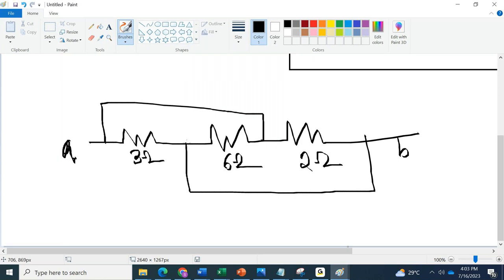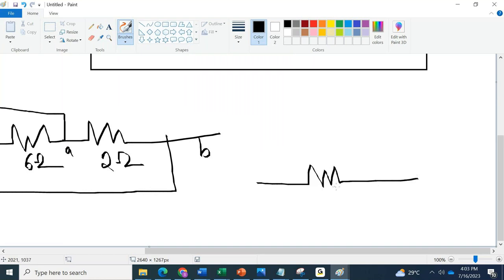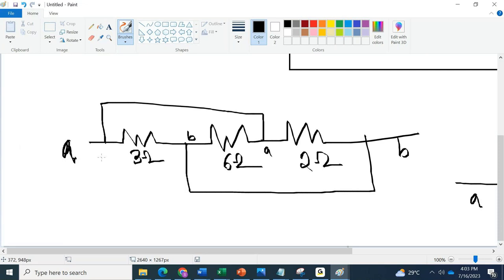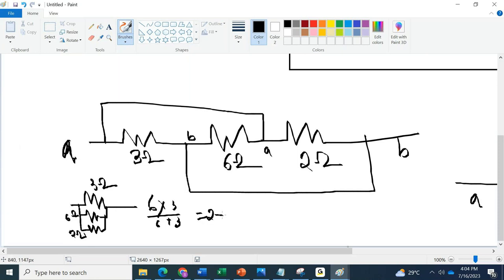Okay, so suppose this type of question they ask in interview. So this point is A and this point is B. A to B 3 ohm, again A to B 6 ohm, then A to B 2 ohm. So all three are parallel. So 6 and 3 in parallel is 2 ohm. Parallel means A times B divided by A plus B. So this is 2 ohm. Again, this 2 ohm is parallel to 2 ohm. So this is 1 ohm.